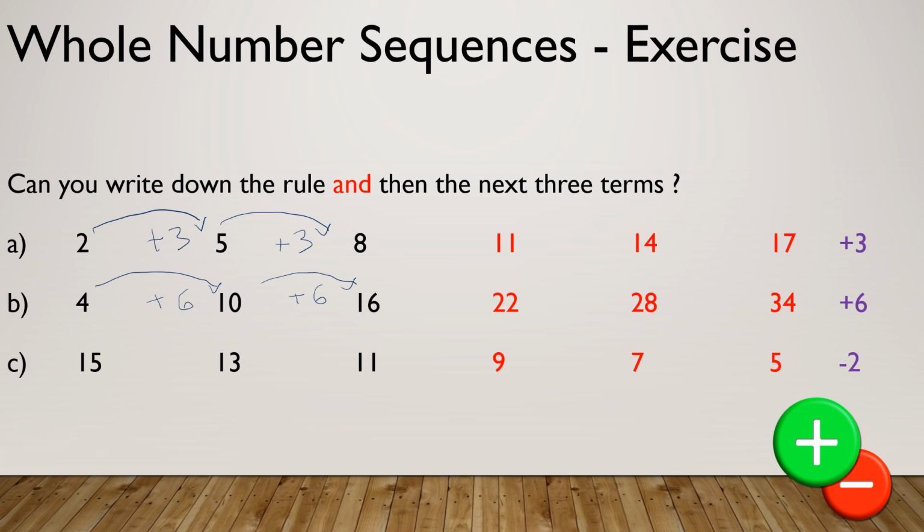Let's have a look at this last one. To get from 15 to 13, this time I'm taking away 2 or minus 2. Again, 13 to 11, minus 2. So my rule is minus 2. So 11 minus 2 is 9, minus 2 is 7, minus 2 is 5.